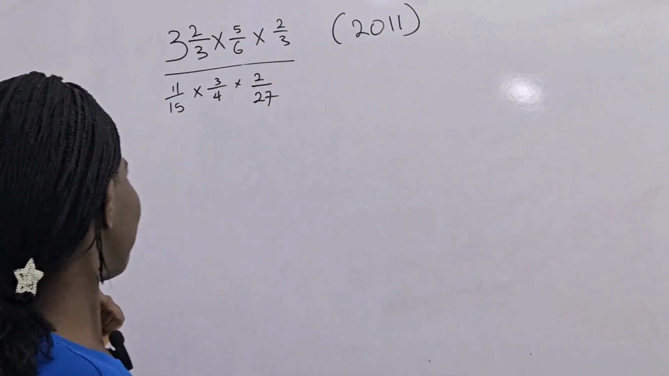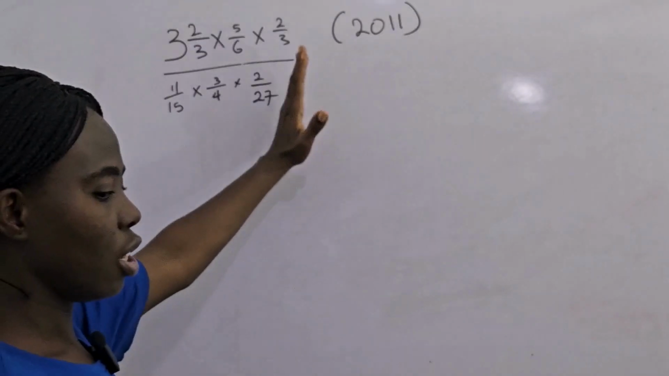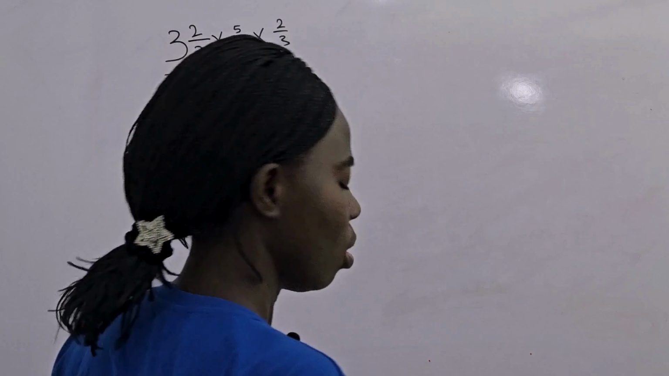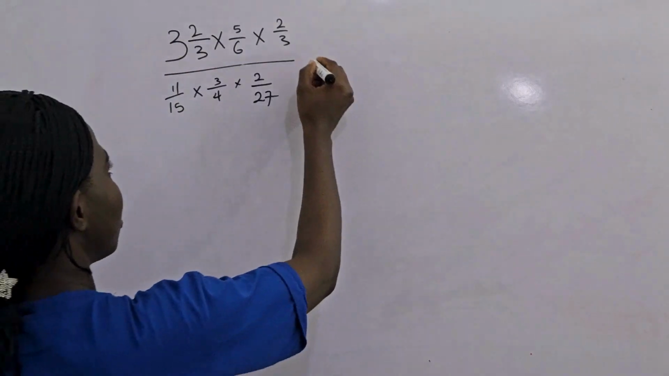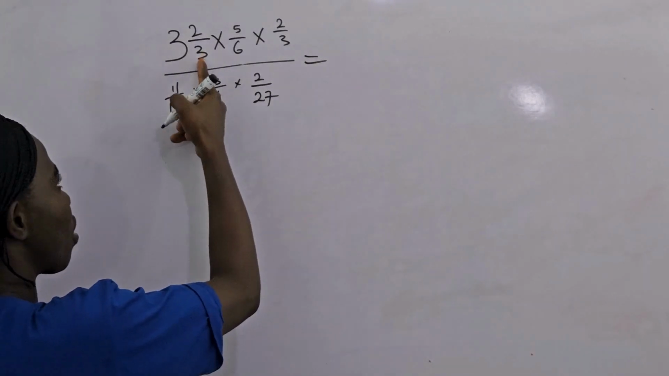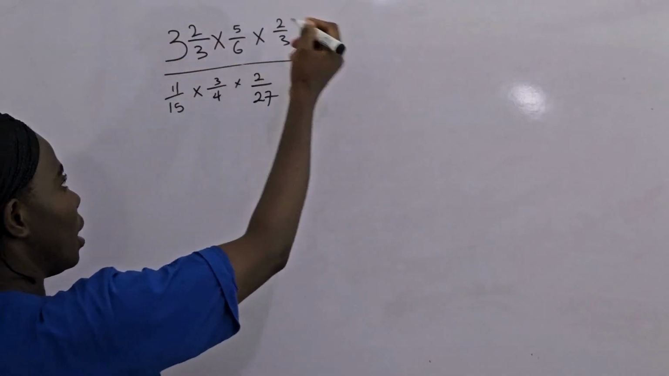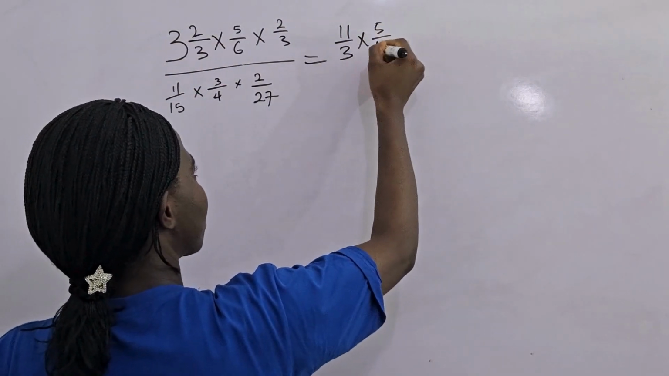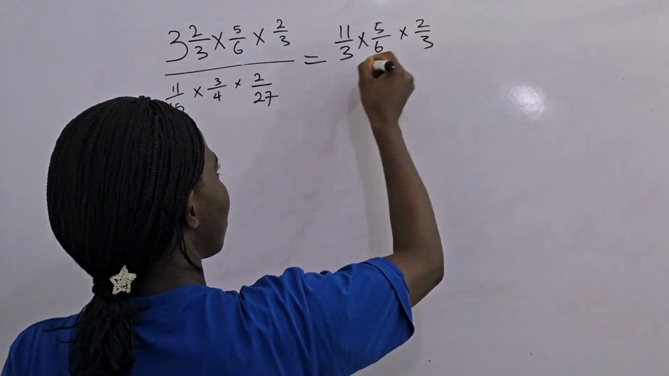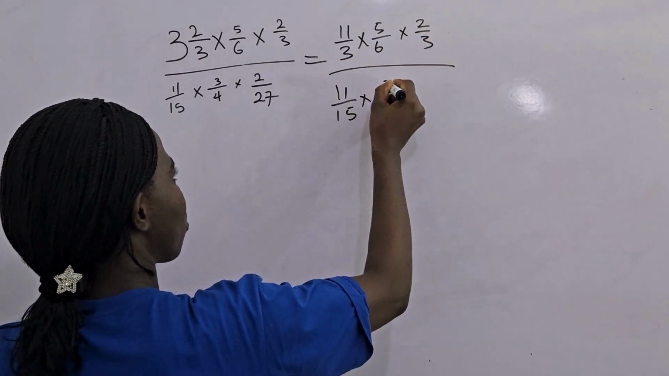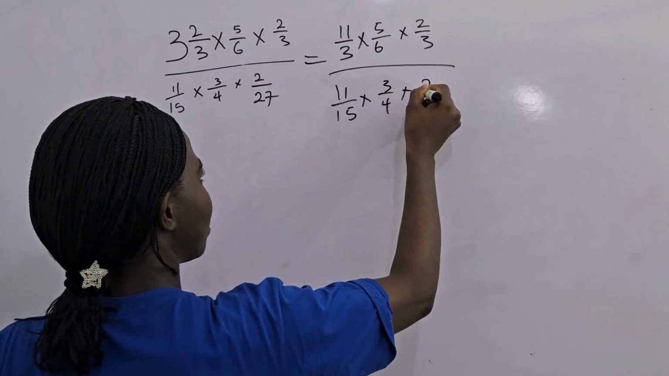So let's do this. When you have mixed fraction in your question, the first thing you should do is to take it to improper fraction. So to start with, take this to improper fraction. That's 3 multiplied by 3, 9 plus 2, 11. So that should be 11 over 3 multiplied by 5 over 6, multiplied by 2 over 3, all divided by 11 over 15, multiplied by 3 over 4, multiplied by 2 over 27.